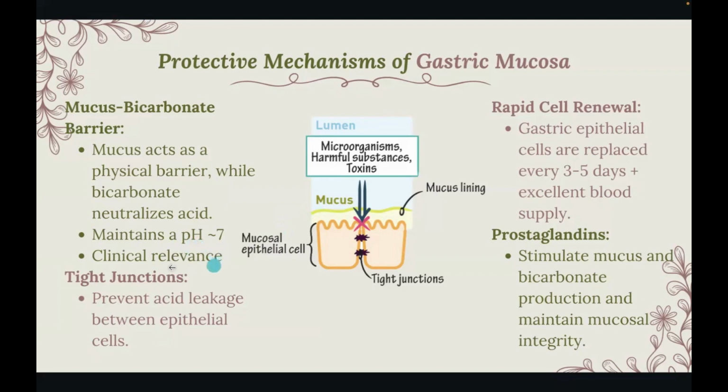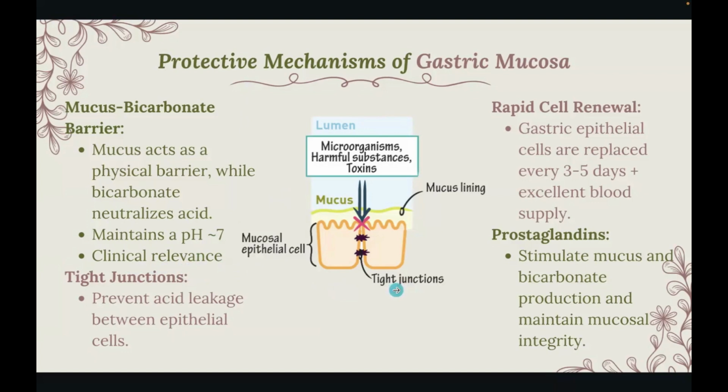Now there are some diseases that do affect the mucus bicarbonate barrier itself. So you can guess that if we damage this barrier, the acidity can actually harm the muscles and the fibers of the stomach itself, and it can cause damage, erosions, breakage, just destruction of a barrier basically. So this is why it is clinically relevant. Also, another mechanism that it has is the tight junctions.